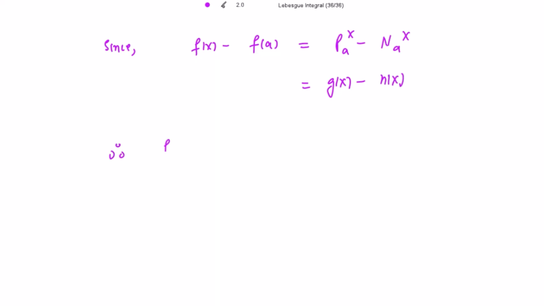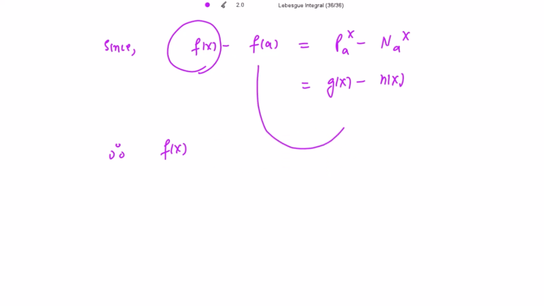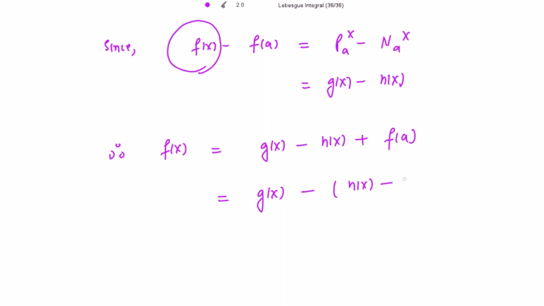So therefore I can write this, because I need f(x) alone. I have to show that this f(x) is a difference of two monotonically increasing real valued functions. So let's take this f(a) to the other side. So this is equal to g(x) minus h(x) plus f(a), which can be written as g(x) minus, if I take minus common, I am getting h(x) minus f(a). Means subtracting the value f(a) from h(x), this becomes your function.